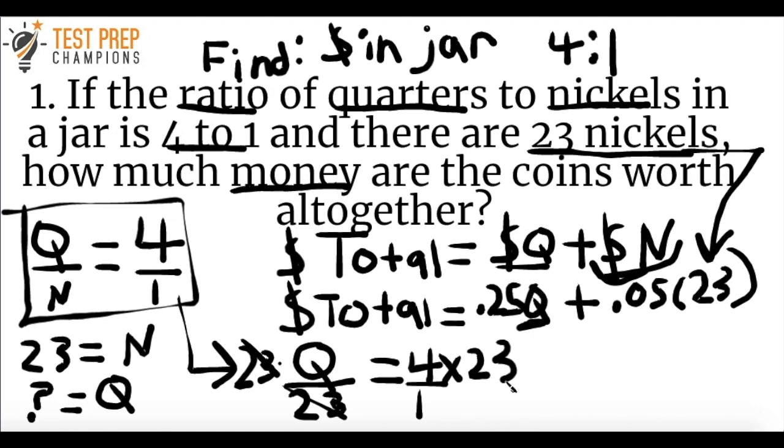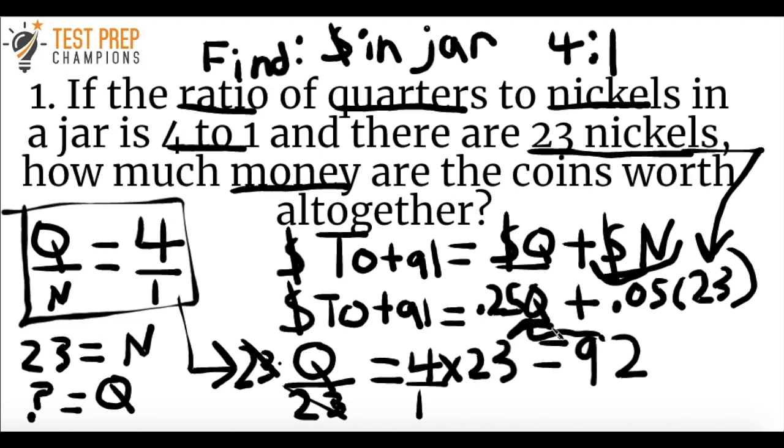So we would do 4 times 23, and if you put that in your calculator, you're going to get 92. So we see how many quarters there are here. So how many quarters are there in the jar? Well, there are 92 quarters, so we've got quite a few quarters in this jar. Okay, and since there are 92 quarters, what we're going to do with this 92 is plug it back into this formula here, because we now know that there are 92 quarters.